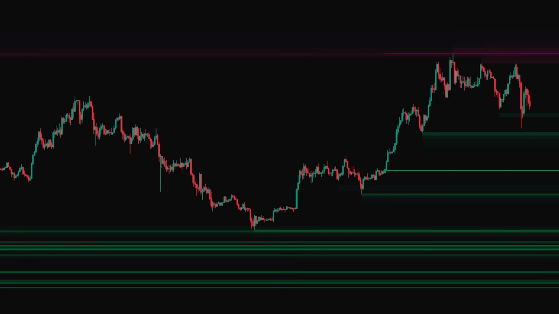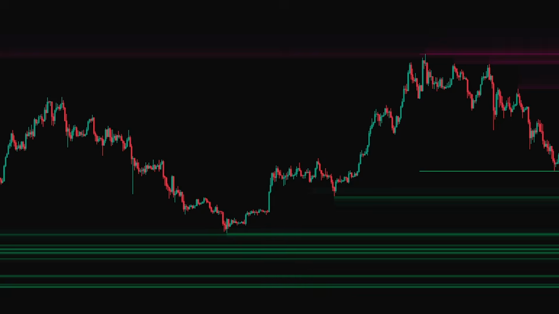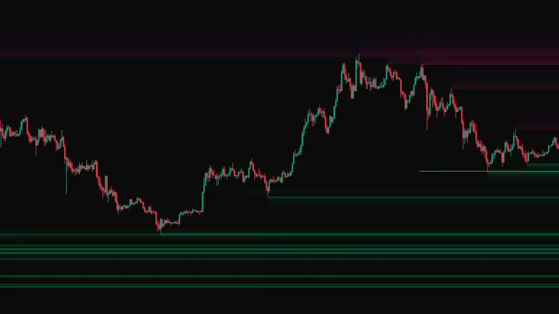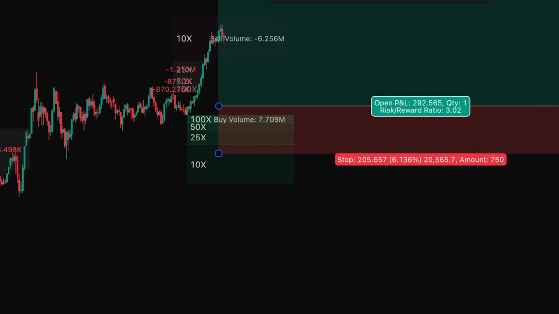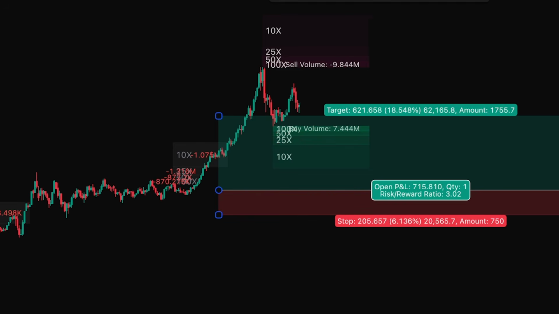Pro tip: in trending markets, trade in the direction of the trend. Longs in uptrends near lower zones, shorts in downtrends near upper ones. There you have it, a straightforward way to level up your trading with liquidation zones.